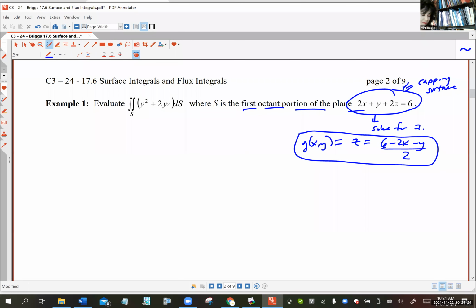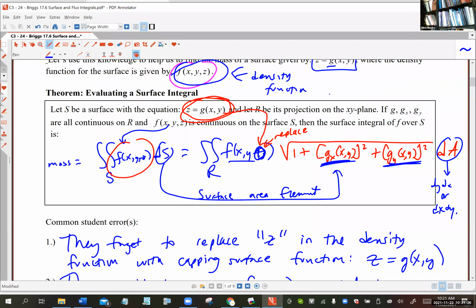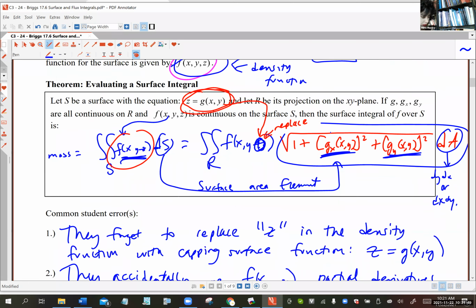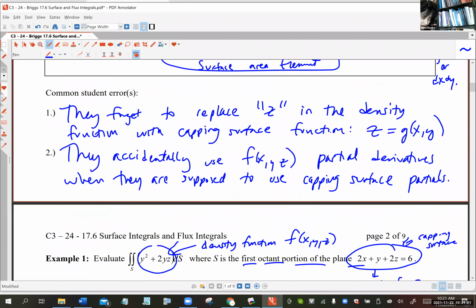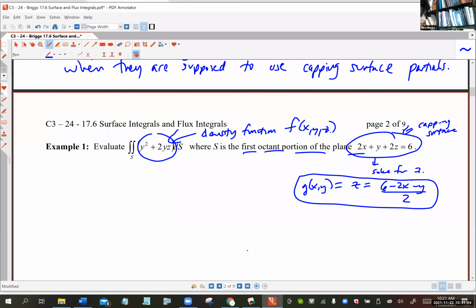That's the little g. This right here is the density function. So in the previous theorem, this is the f(x,y,z). If you look at the theorem up here, so you don't lose track of the f and the g and accidentally swap them, the f stays there. And then we're going to have this big old surface area element. Oof, that looks terrible, I know. Let's put that together now because it's a good idea. Since we have the z, let's go ahead and get the partials.